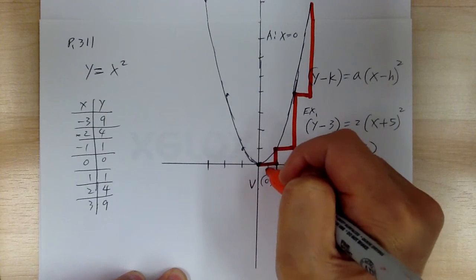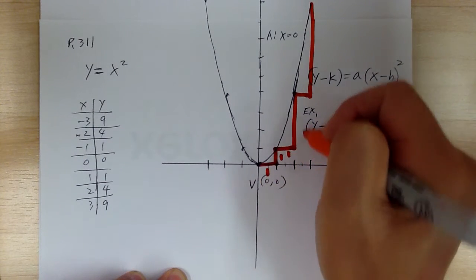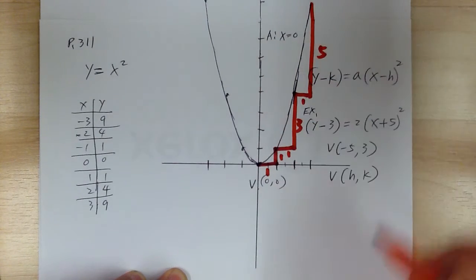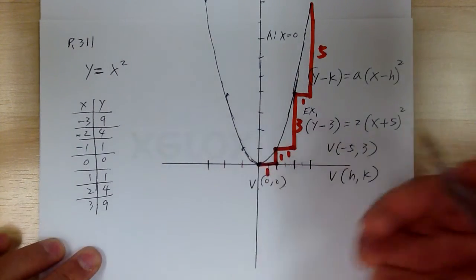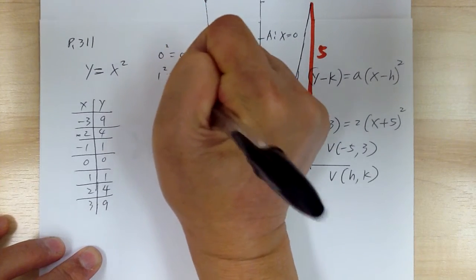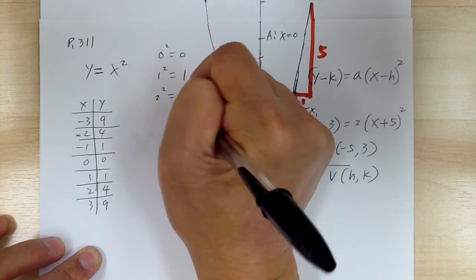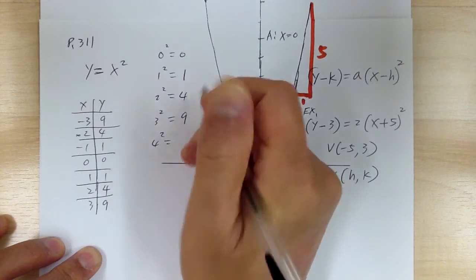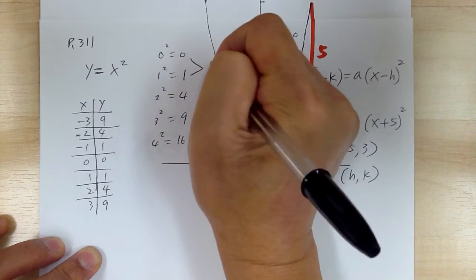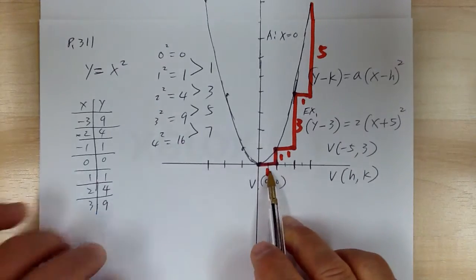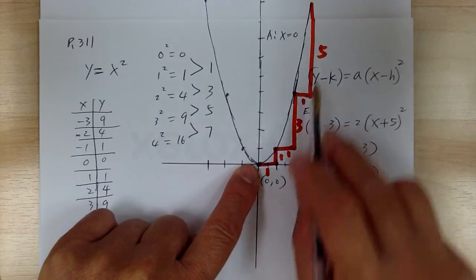Notice when you go over 1, this is 1. When you go over 1, this is 3. When you go over 1, that is 5. See the difference? The reason for that is, 0 squared equals 0, 1 squared equals 1, 2 squared equals 4, 3 squared equals 9, 4 squared equals 16. And if you notice, the difference is 1, 3, 5, 7, right? That's why the first differences are 1, 3, 5.